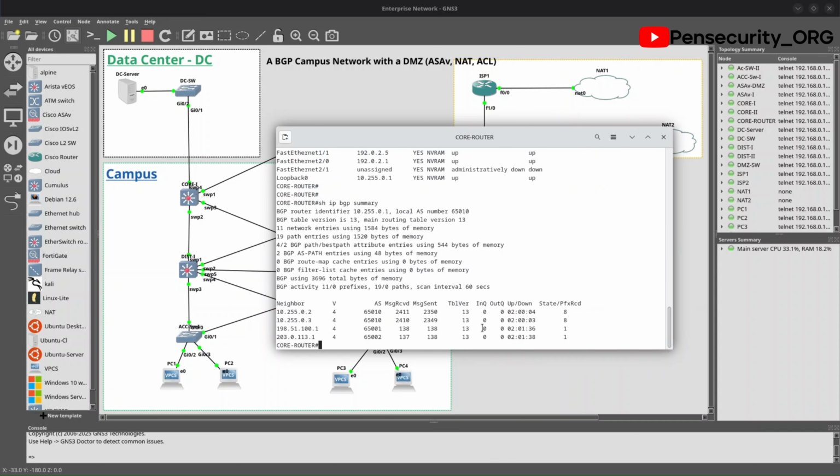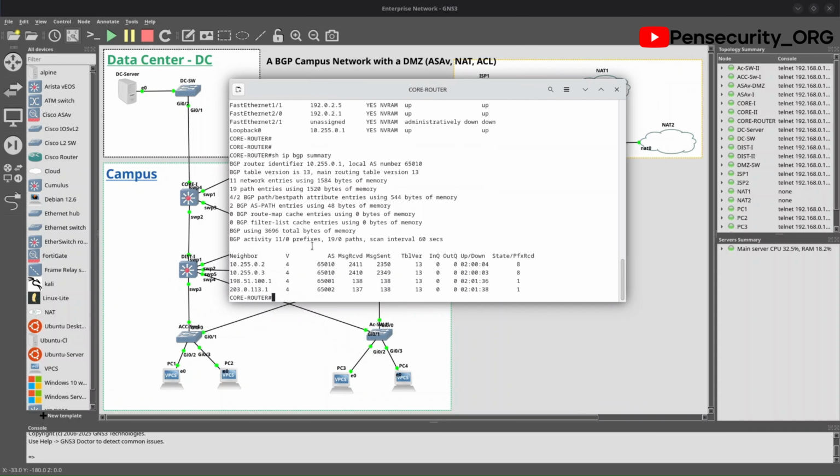You can see, these are the BGP neighbors. So we have 10.255.0.2, 10.255.0.3, and 198.51.100.1. This particular one goes to ISP1. This one goes to ISP2.